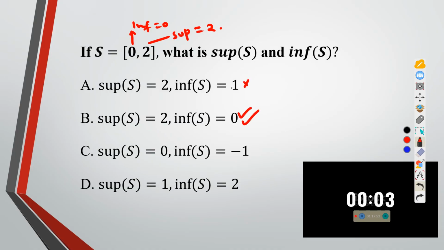This is not true, because negative 1 is not even part of this set. Supremum 1, infimum that, is incorrect. This is not true, because 1 is even an interior value. 1 is an interior value, so it cannot be the supremum. So our correct answer will be part B.